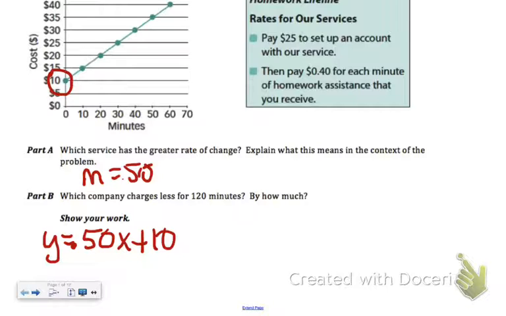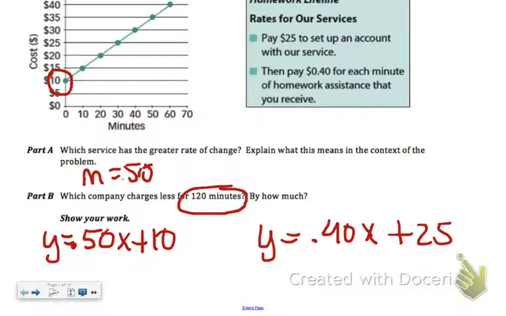For Homework Lifeline, we have y equals 0.40 times x, 40 cents per minute of homework assistance, plus a $25 registration fee, or account service fee. So because we're asked which company charges less for 120 minutes, we now need to determine, are we plugging in 120 for x or for y? Well, on our graph, we can see that our x-axis represents the number of minutes, while the y-axis represents the cost. So x represents the time in minutes.